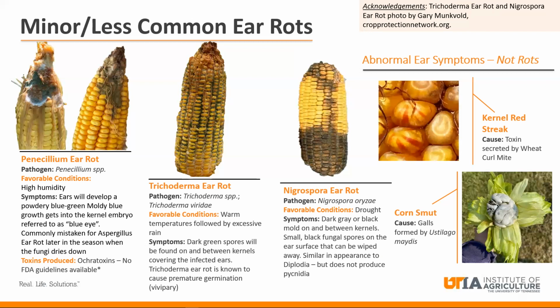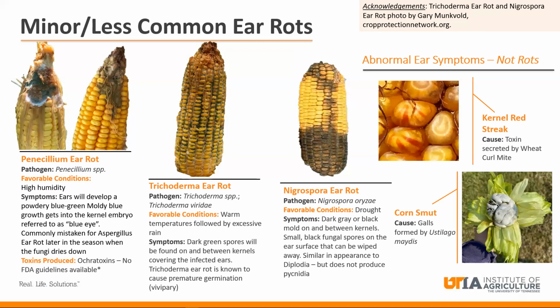And then Trichoderma, this is a more vivid green than our Aspergillus, and it's usually spread all the way up and down the ear, caused by Trichoderma species. It really likes warm temperatures followed by a lot of rain.